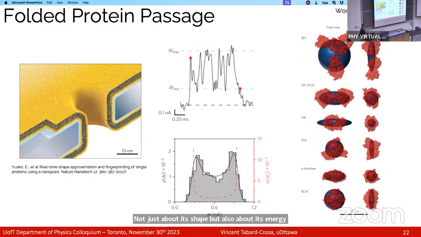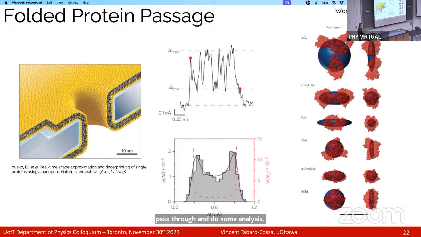And so, of course, we went from the completely unfolded peptide chain to a squeezing of a protein through a pore, but you can also use a pore that's big enough to allow the fully native protein to pass through and do some analysis to get some information about that protein.